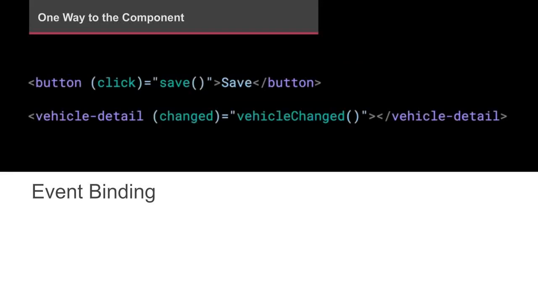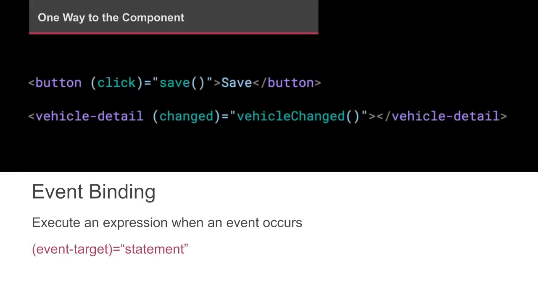So how do we do this with event binding? Event binding is I want to have a click or a changed event, and I want to call a function. Well, we use square brackets for properties, and then we're going to use the parentheses for events. So that goes back down to the component. So whenever the click expression is evaluated, we're going to call the save function.